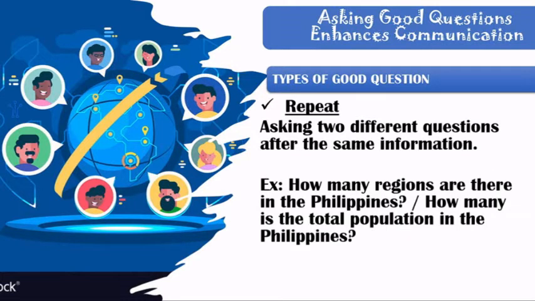Next, we have repeat. Repeat is asking two different questions after the same information. Let's have here the example. How many regions are there in the Philippines? Then to be followed by, how many is the total population in the Philippines? So the common information here is you are asking about the Philippines. Okay? So in the first question, you are after how many regions. And in the second question, you are asking about the total population in the Philippines.